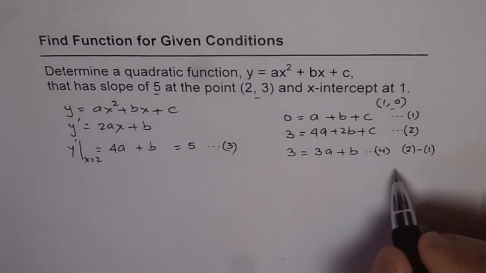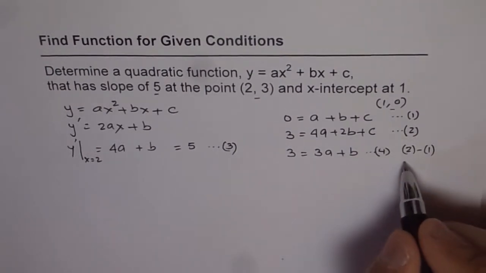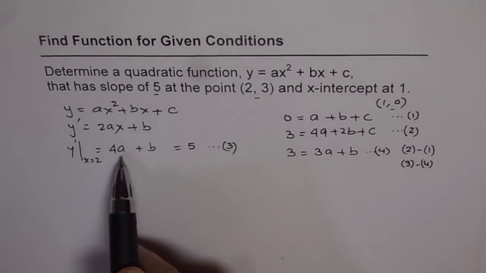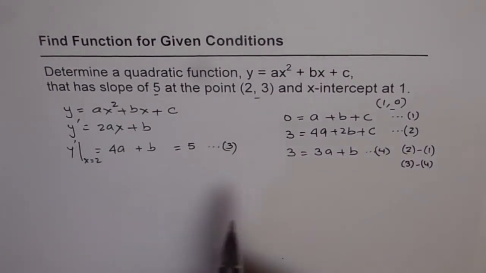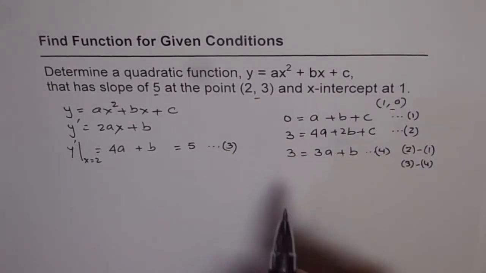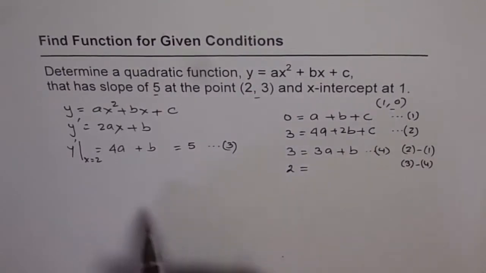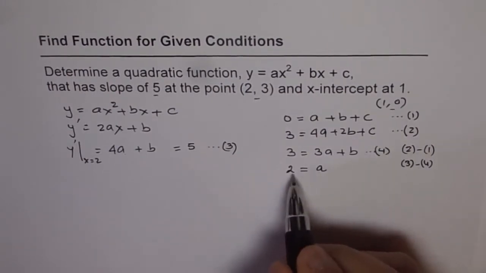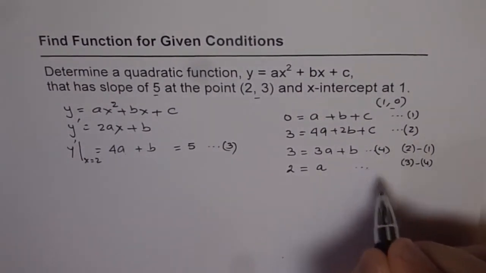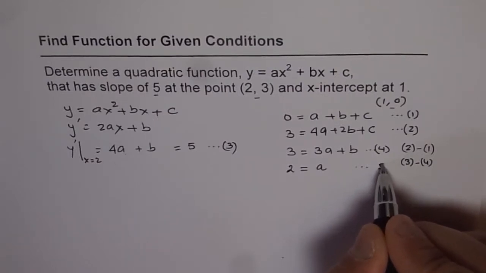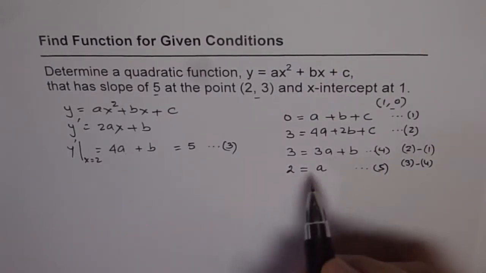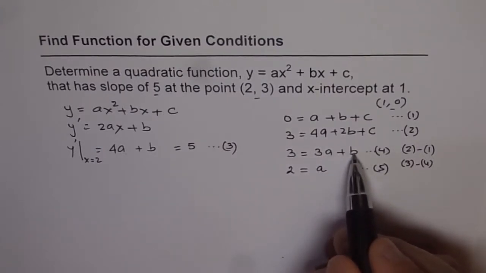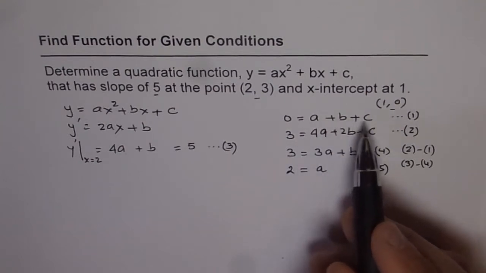Now in equation 3 and equation 4 we have 2 variables, so we can solve for them. Let me do equation 3 minus equation 4. Equation 3 is 4a plus b equals 5, and here we have 3. So 5 minus 3 is 2, so we get 2 equals 4a minus 3a, which is a, and b minus b is 0. So we get a equals 2. So that is one value. Let's call this equation 5. So we got a already. Now if we have a, we can substitute a into the previous equation, find b, and then substitute both into the first equation and get c, right?